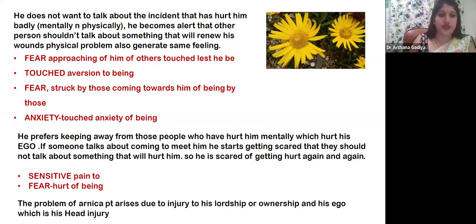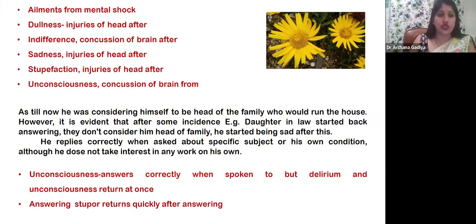So elements from mental shock, dullness after injuries to the head, indifference after concussions of brain, sadness after head injury, stupefaction after head injuries, unconsciousness, concussion of the brain. So we have this rubric also in Arnica. Till now, he considered himself to be the head of the family who runs the whole house. However, after some incidents, for example if the daughter-in-law starts abusing verbally, this also hurts his ego and is ultimately a head injury for him. They don't consider him the head of the family. So he starts living sad after that.